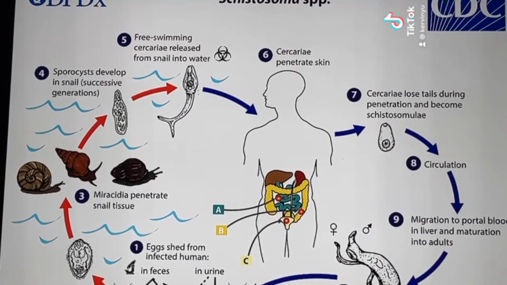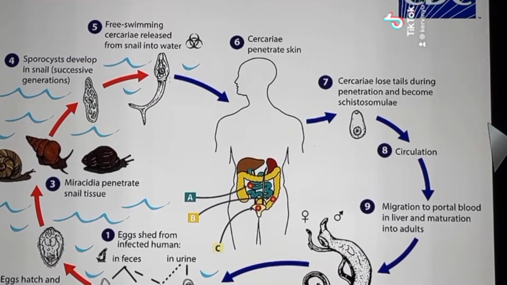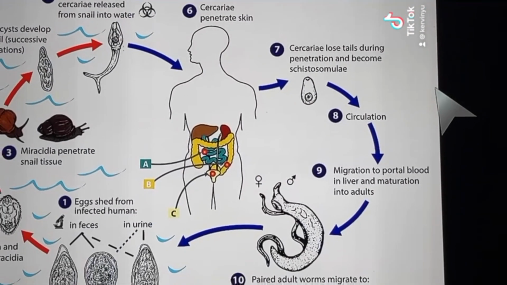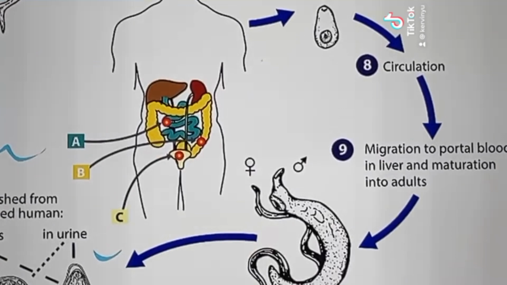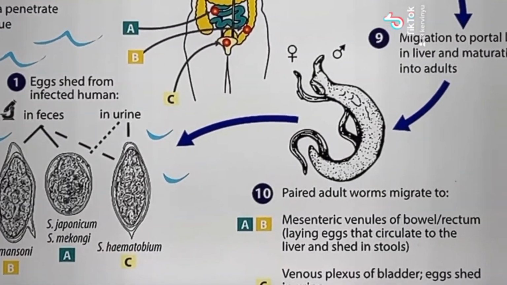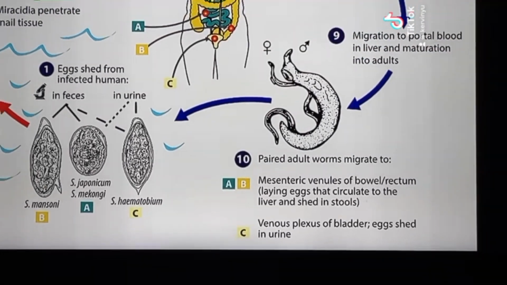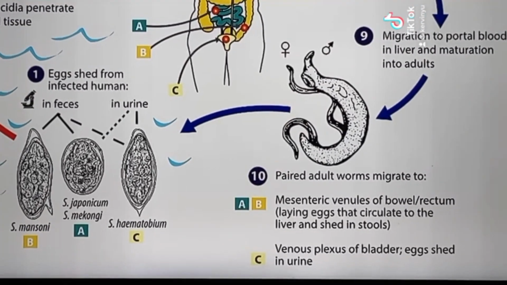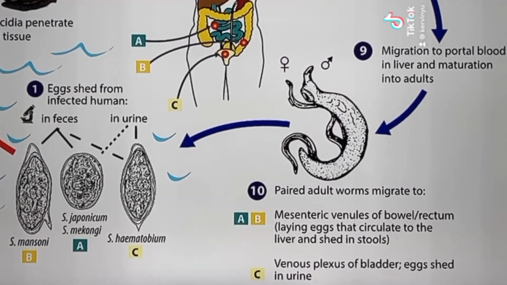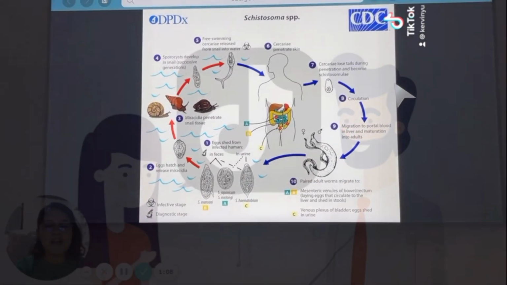When an individual goes in the water, the cercariae penetrate the skin. The cercariae lose their tail during penetration and become a schistosomule. The schistosomule then goes to the circulation and migrates to the portal blood in the liver, and then matures into the adult form. The adult forms then pair and migrate to the mesenteric venules and the venous plexus of the bladder. Here the eggs are laid and then circulate to the liver and are shed in the stools, while in the venous plexus of the bladder the eggs are shed in the urine. And then the life cycle goes on.